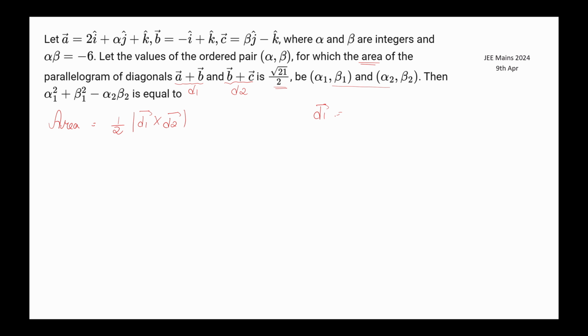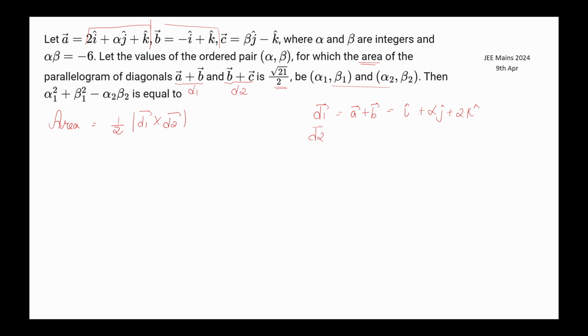What is our D1 vector? It is our A vector plus B vector. Let us find out what A vector plus B vector is. This is our A vector and this is our B vector. So let us find A plus B. This becomes 2 minus 1, which is I cap, plus alpha j cap plus 2k cap. Since there is no j cap component in B vector, the alpha j cap from the A vector remains as it is.